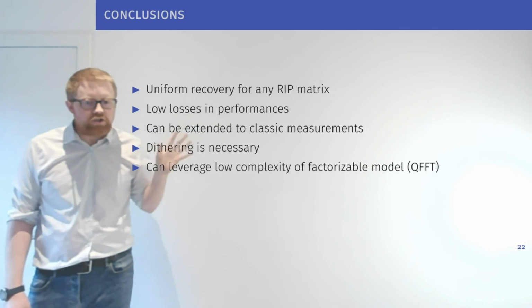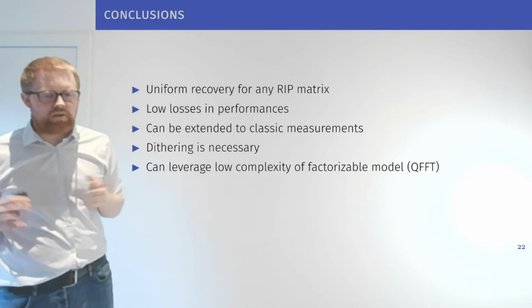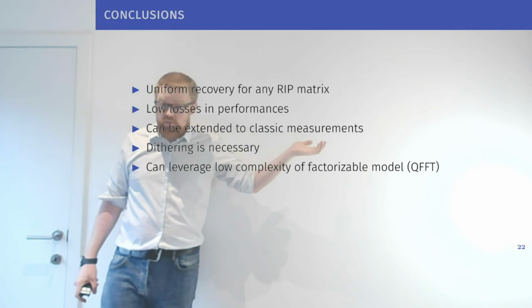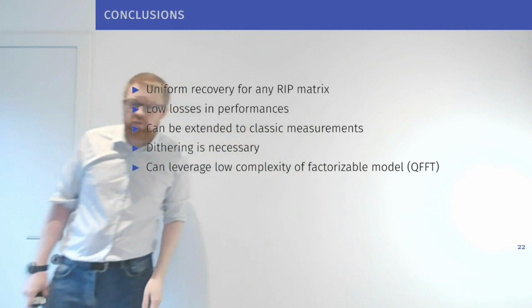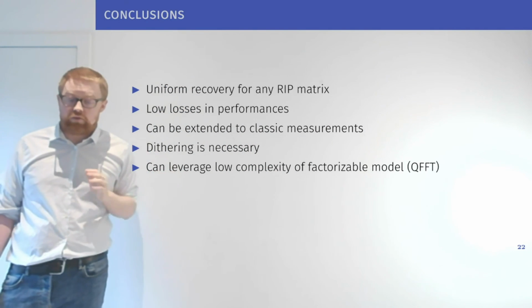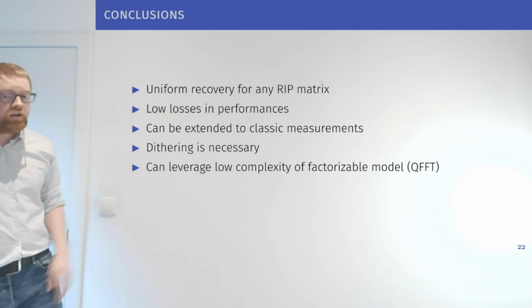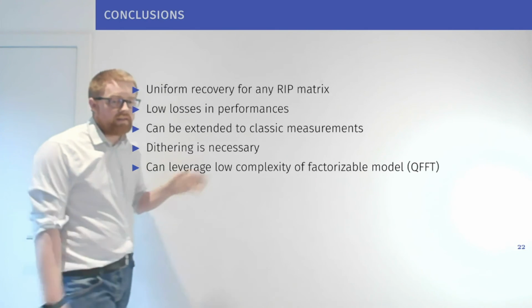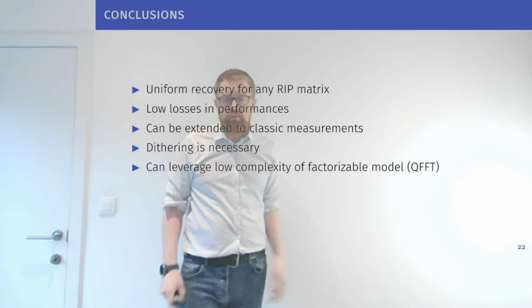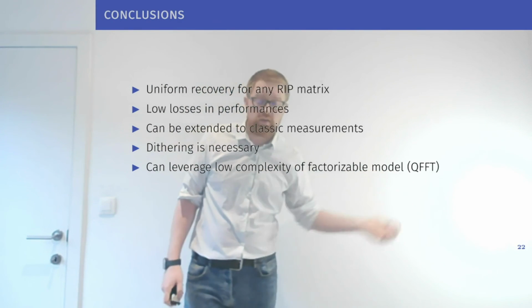I didn't show it in the talk because I like the title of 1 bit to rule them all, but your measurements do not need to be quantized for it to work. You can do it with classic high resolution measurements. We've also seen that dithering is necessary if you want to make it work. And in the end, we've seen that we can leverage both the low complexity and the low resolution if you use a factorizable model to have something that looks like a QFFT.